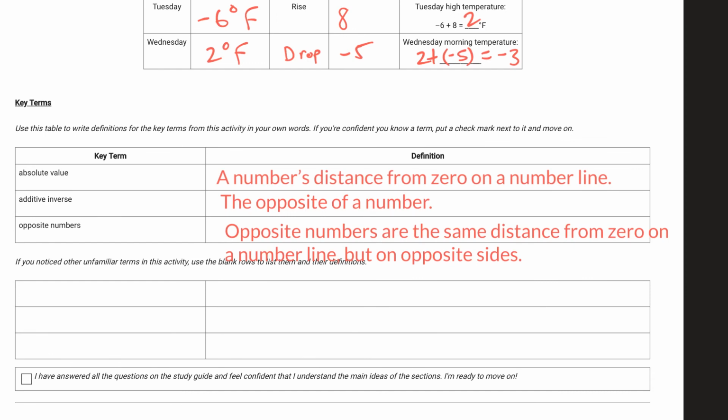Okay, so this shouldn't be too bad. Absolute value is really just a number's distance from 0 on a number line. And additive inverse, that's really just the opposite of a number. Additive inverses are opposites of each other. And opposite numbers are the same distance from 0 on a number line, but on opposite sides of the number line. Okay, so that's what you got to know about this stuff.